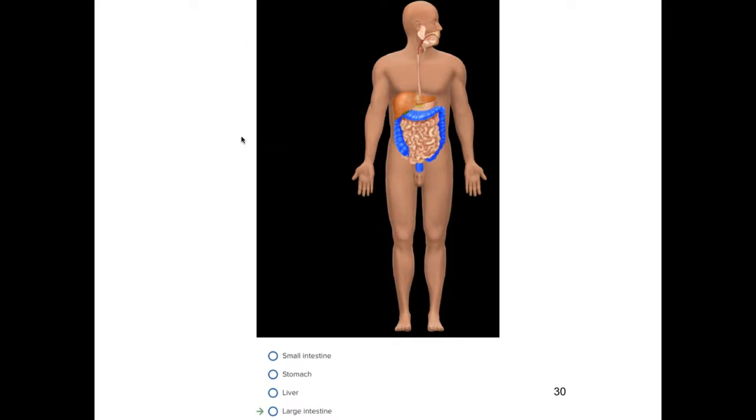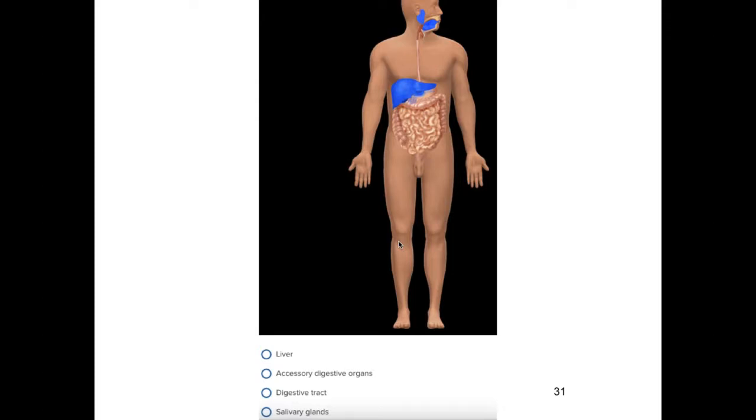The large intestine on the left-hand side going up, that's called the ascending colon. And then the top part going across, that's going to be the transverse colon. And then going down, that's the descending colon. And then right down at the bottom, that is the rectum. Okay.